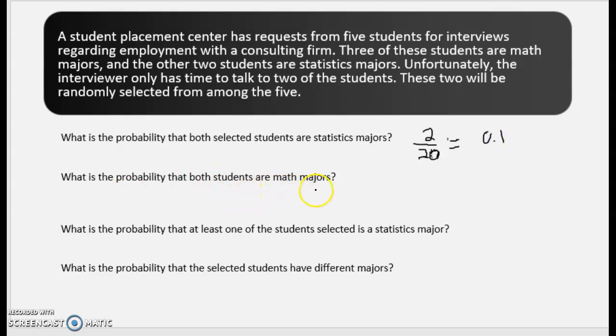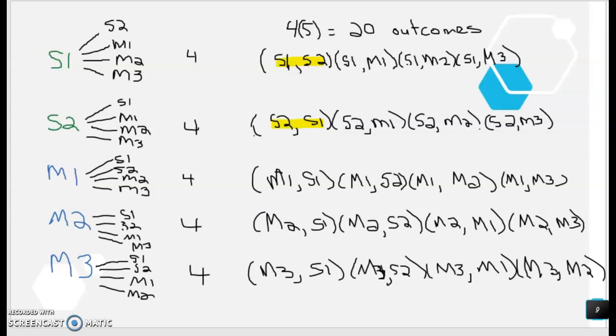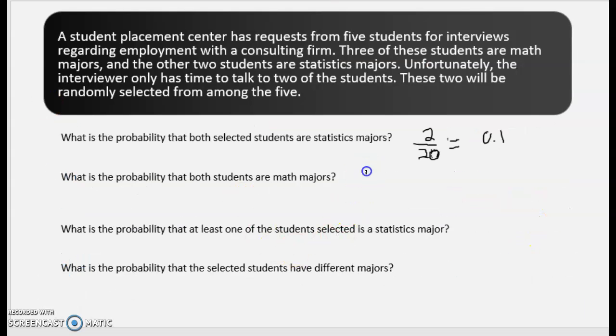What's the probability that both students are math majors? So let's go back to our outcomes. And again, we have 20 outcomes. And now we're talking about the cases where we just have 2 M's. So all of these rows are going to be out. In here, I'm going to have 2. Here, I'm going to have 2. Here, I'm also going to have 2. So there's a total of 6 of them out of the 20 that would have both math majors. Okay, so a little bit better because there's more of them. So 0.3 would be my probability.